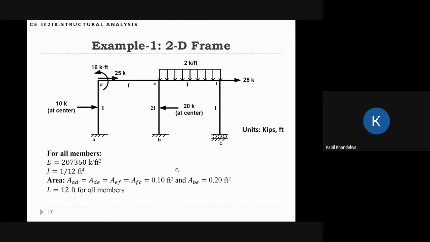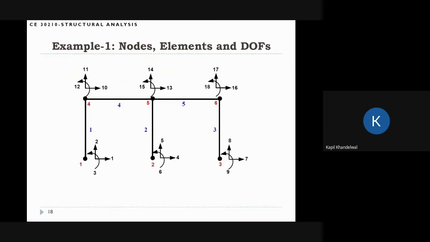Okay, so you have to be careful with the unit system whenever you're using the code. So make sure that you use a consistent unit system. So for this problem, I'm using kips and feet. And the first step is that I have to discretize the system and decide what the nodes and the elements are. So this is how my discretization looks.